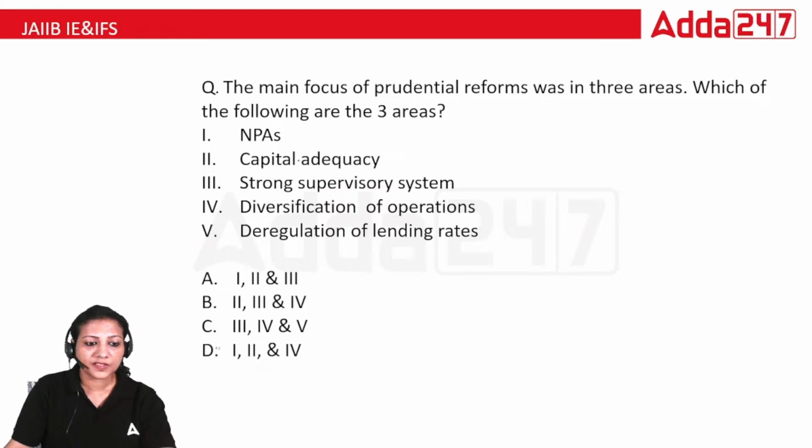So the three areas were NPA, capital adequacy, and diversification of operations. So the right answer is 1, 2, and 4, and so D is the right answer.